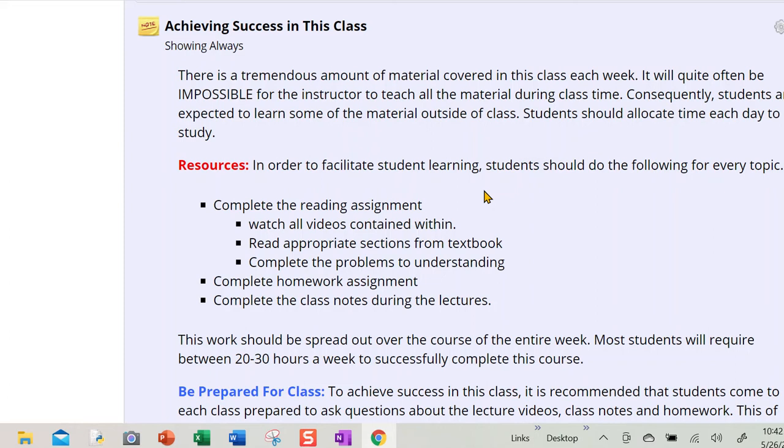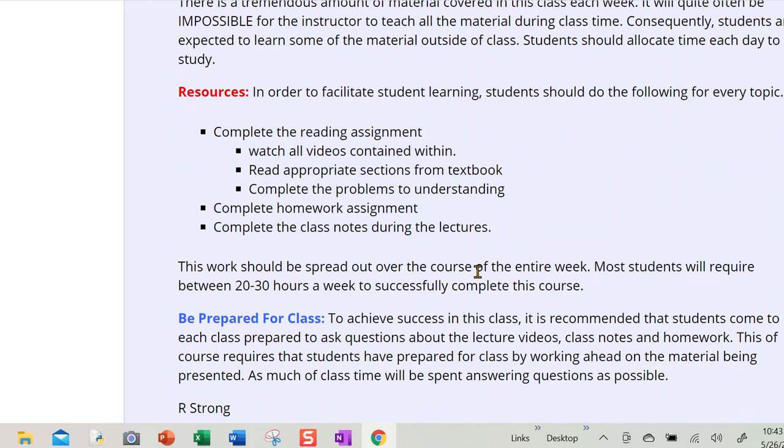Then there's the homework assignment. Now, during class time, I'm going to be spending time going over the homework assignments. That's going to be the basis for my lecture. As I'm going over the homework assignment, I am going to be reinforcing the basic ideas from the reading assignment and the lecture. And I'll also take time to answer your questions.